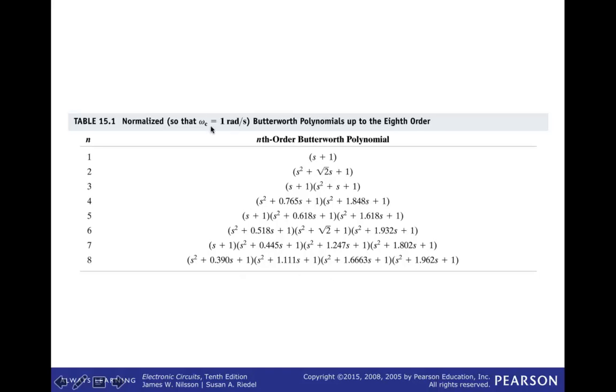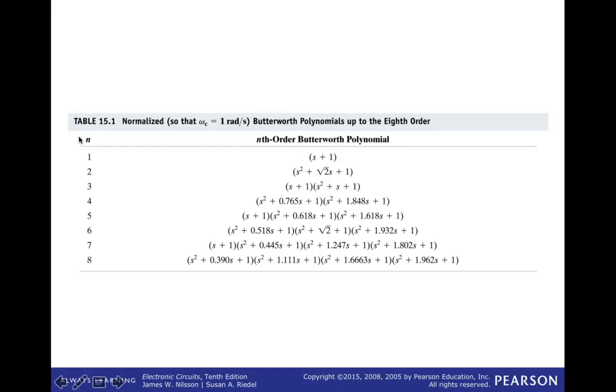So first of all, this chart is for a normalized frequency of 1 radian per second. So that's why we went to all the trouble to discuss prototype filters and scaling. When you get to more complicated filters like the Butterworth filter, if they're normalized to 1 radian per second, that makes it easier to compare across different filter types and also easier to understand these Butterworth polynomials, which are generated like that.